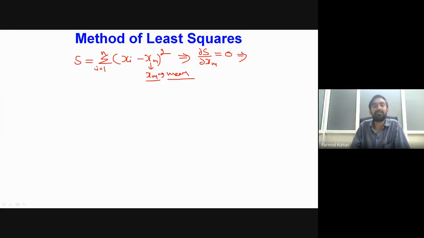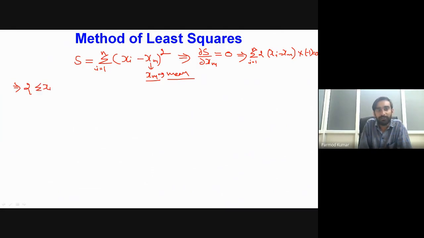If we perform this, we will find the summation, i varies from 1 to n, of 2 times (xi minus xm) into minus 1, equal to 0. That left hand side represents del S by del xm. Now from this I can clearly write 2 times the summation of (xi minus xm) into this minus 1, which I am bringing to the right hand side.